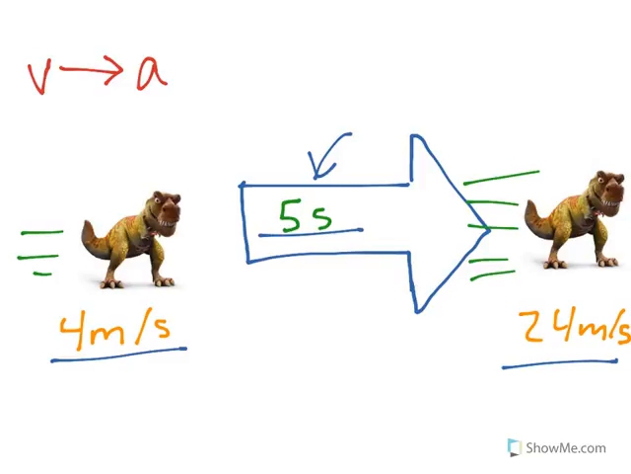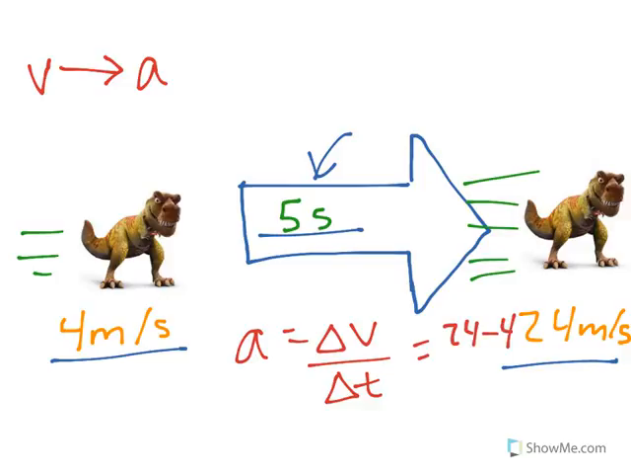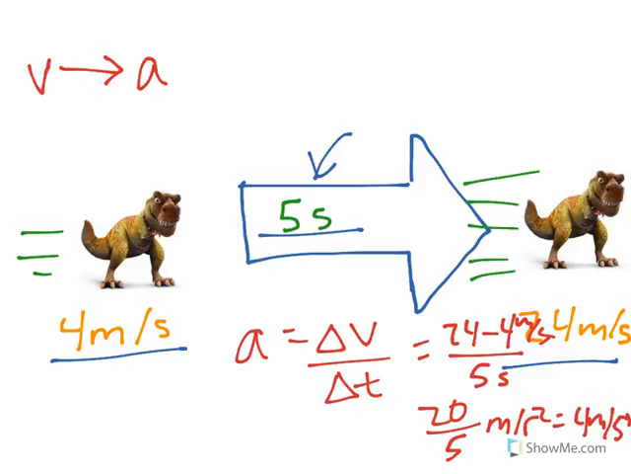Let's give it a shot together. Acceleration is the change in velocity over the change in time. We know that his change in velocity is his final velocity, 24, minus his initial velocity, 4. This we divide by the change in time, 5 seconds. We know that these are in meters per second. Then we end up with 20 over 5 meters per second squared, which is 4 meters per second squared. Awesome.